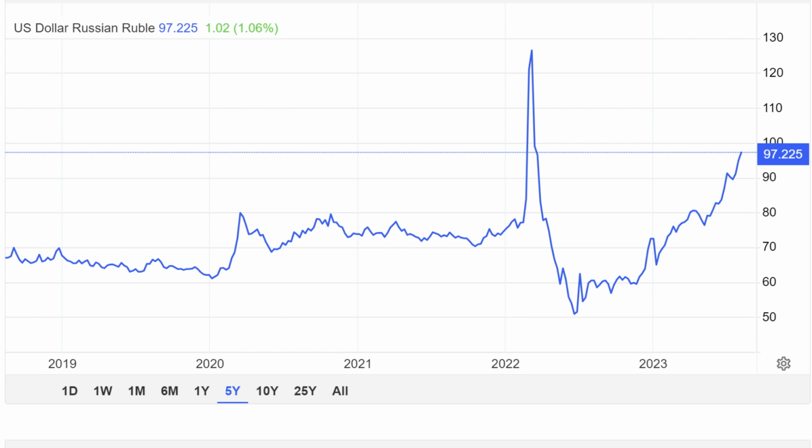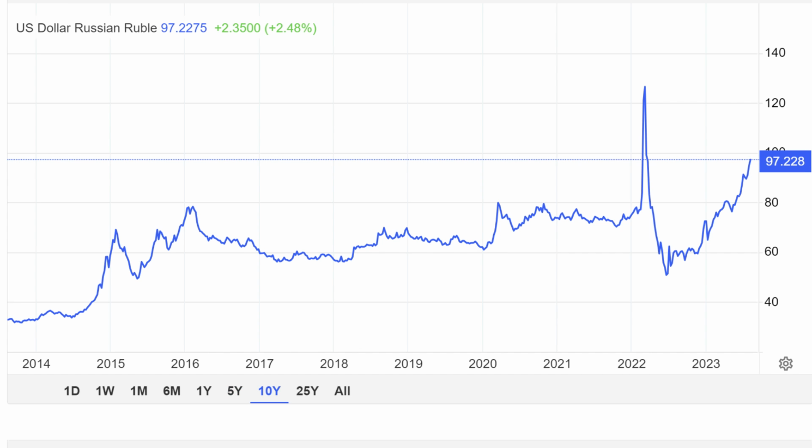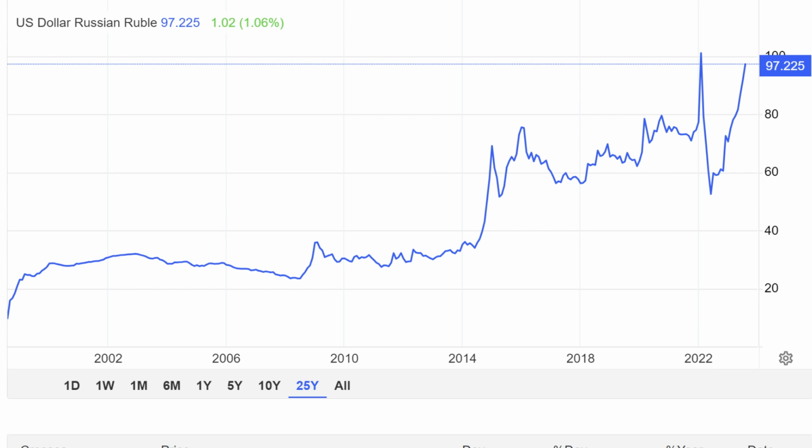And if we change the scale of this chart to show what's been happening over the course of the last 5 years, you can see that the current exchange rate is the worst rate that the ruble has been trading at any point, excluding the exceptional fall in value that was seen in the 2 months following Russia's invasion of Ukraine. And if we expand the chart to show what's been happening over the last 10 years, you can see that today's rate is significantly worse than any point over that period. And finally, the chart for the last 25 years shows how significantly the Russian ruble has fallen in value over that period.